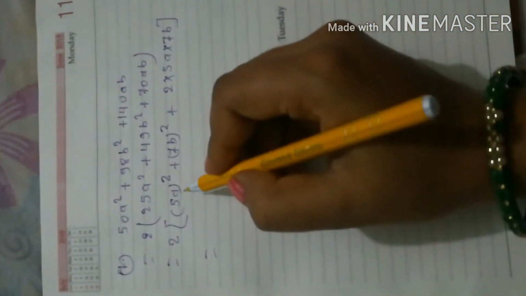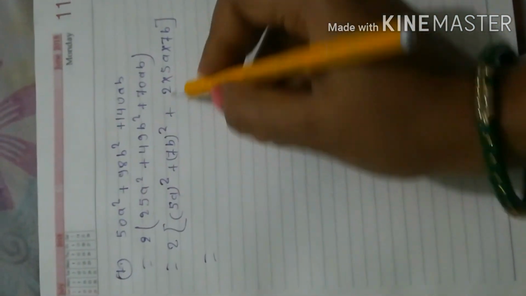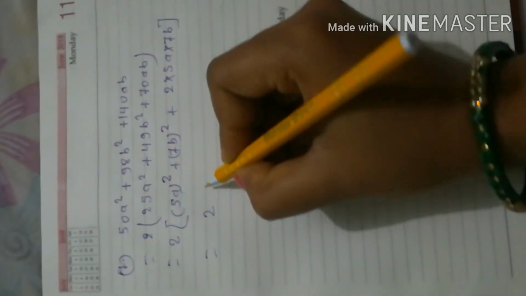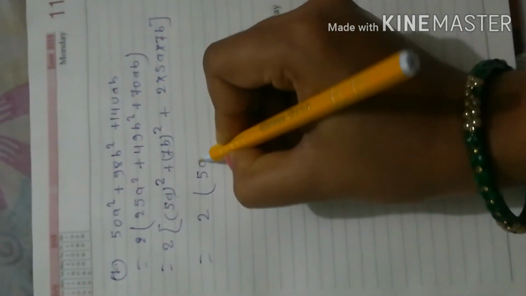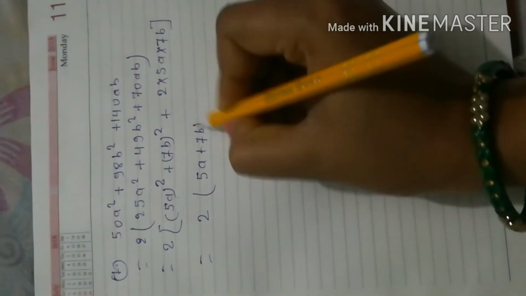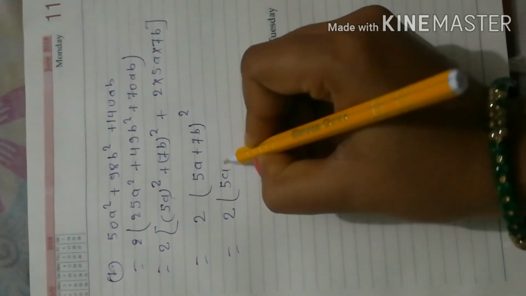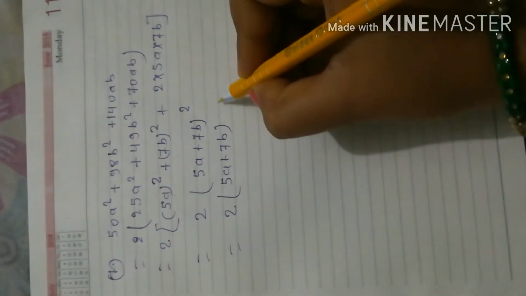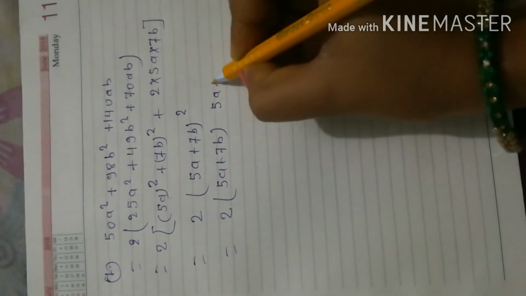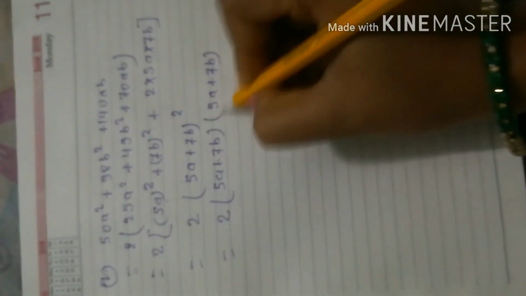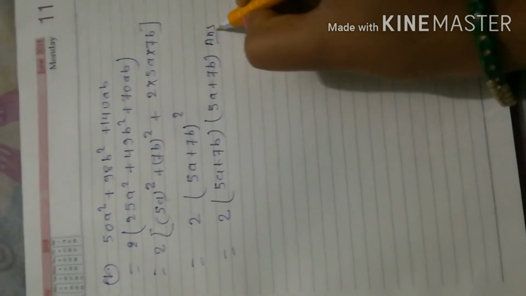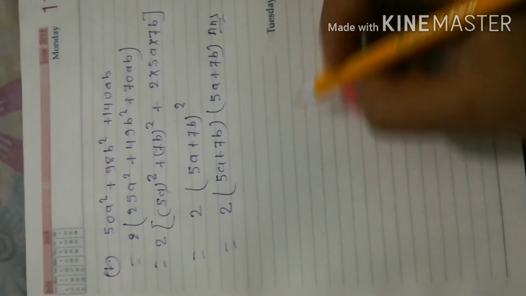Now it is converted in the form of a square plus b square plus 2ab. So we can write 2 into (5a plus 7b) whole square. So we can write the same thing 2 times. So we will write (5a plus 7b) into (5a plus 7b). In this way we have completed question number 7 also.